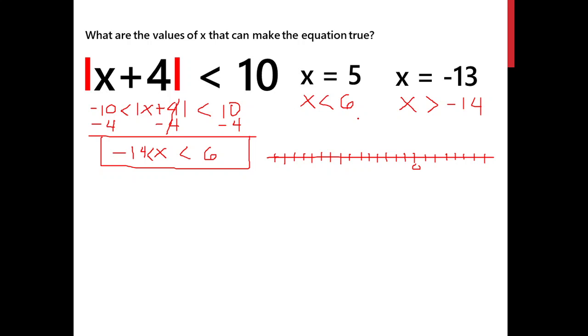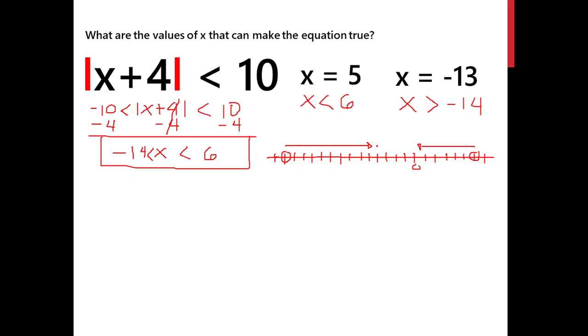So first, let's locate 6, positive 6. So 1, 2, 3, 4, 5, 6. And the symbol being used is less than, so I'll use the open circle. It means 6 is not part of the solution. And then let's locate negative 14, so it's somewhere here. Again, negative 14 is not part of the solution, so I'll use the open circle. So any number less than 6 is going to the left, and any number greater than negative 14, that is negative 13. So it's the opposite on the negative side, right? So the arrow should go to the right.